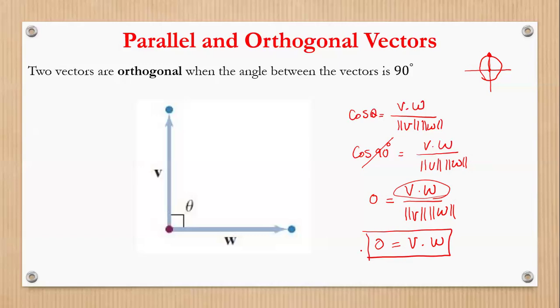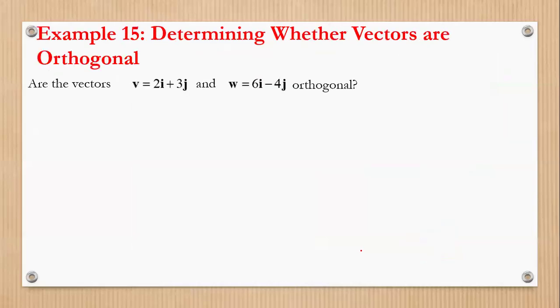Okay, now this helps me find if the two vectors are orthogonal or not. For example, it asks us, are these two vectors orthogonal? How do we know if they are orthogonal? We know they are orthogonal if the angle in between is 90 degrees. And if the angle is 90 degrees, that means the dot product must be equal to 0. So to show if these two vectors are orthogonal, I only need to find the dot product and show if it's equal to 0. So how do we find the dot product?